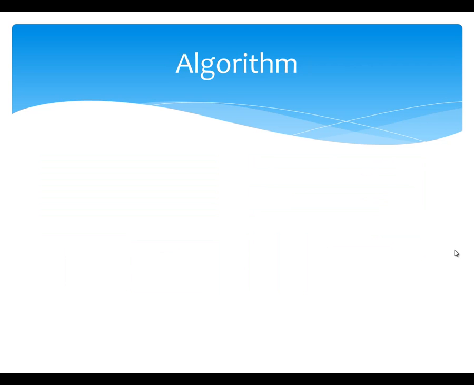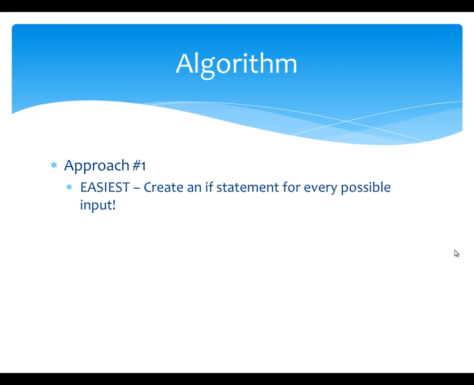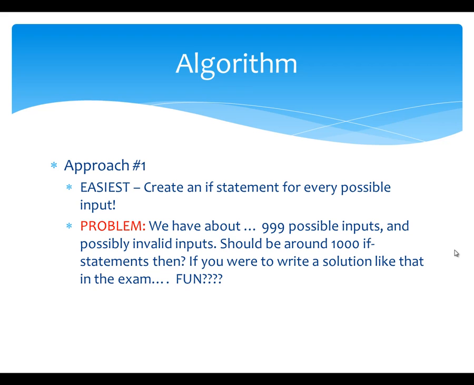Let's look at the algorithm. Algorithm is simply just a solution. Okay, you have a problem. What is your solution? One approach is actually the easiest. We're going to create an if statement for every possible input. If we only have an odd-even problem, there's not much problem about that. But here, we actually have 999 possible inputs, and with the scenario of having invalids, we're going to have around 1,000 if statements, and that's not going to be fun. So we're going to try a different approach.